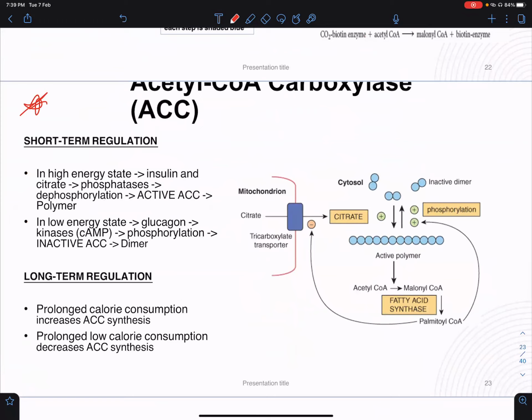Now, for regulation, we have short-term regulation and long-term regulation. For short-term regulation, from the name, it's short-term. What does short-term regulation mean? It means it depends on the current state of the body, and the current state of the body is very short-term.